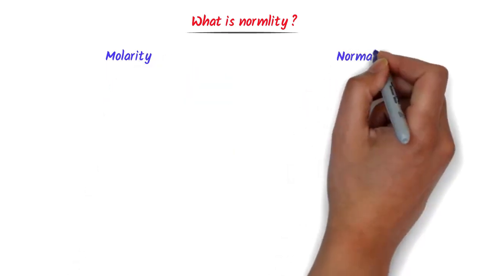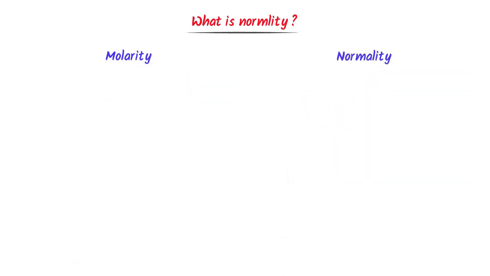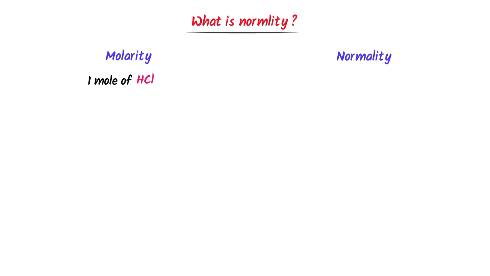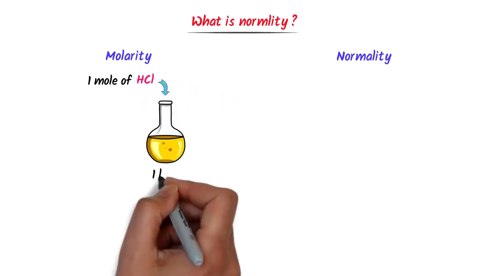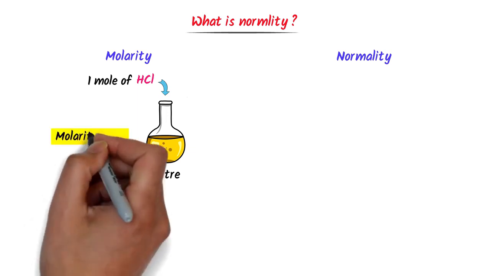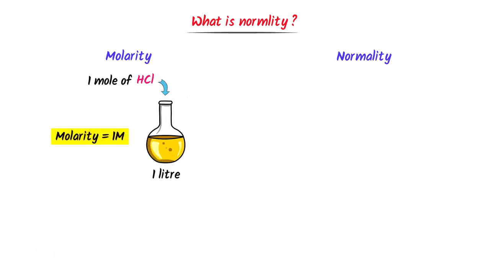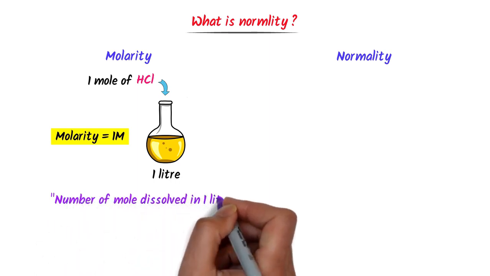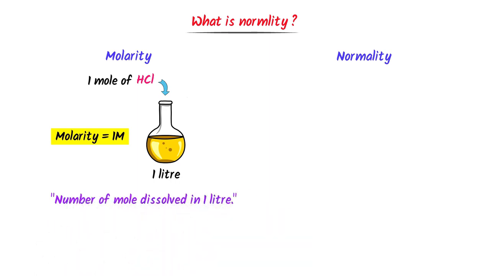Now what is normality? Well, I always teach molarity and normality together. Remember that they both measure the concentration of a solution. For example, if I take 1 mole of HCl and I dissolve it in 1 liter water, I say that the molarity of this solution is 1 M. So molarity is defined as number of moles dissolved in 1 liter solution.